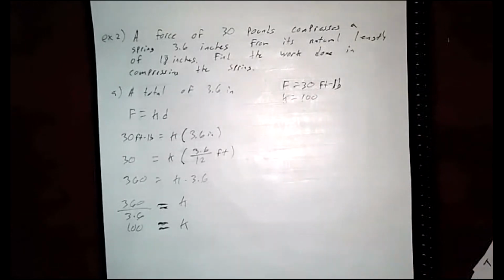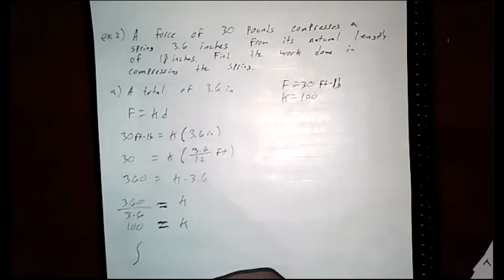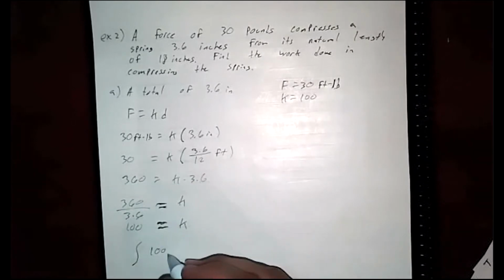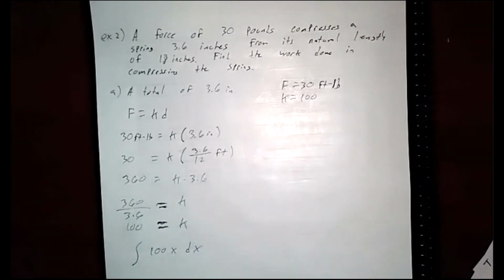So now that we have it, we have to figure out what is the compression, right? What is the distance, right? Because to find the work, you need to integrate over some distance. So right now we have the integral of the constant times your x dx, right? Since we have the k, we should be able to integrate this no problem. The question becomes, though, how much compression was done.